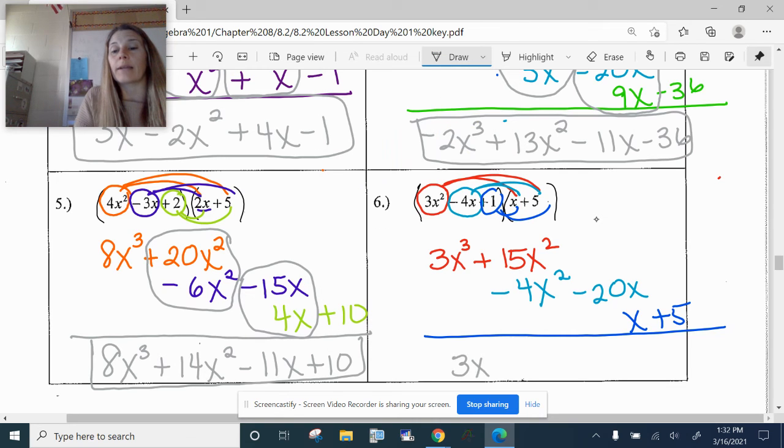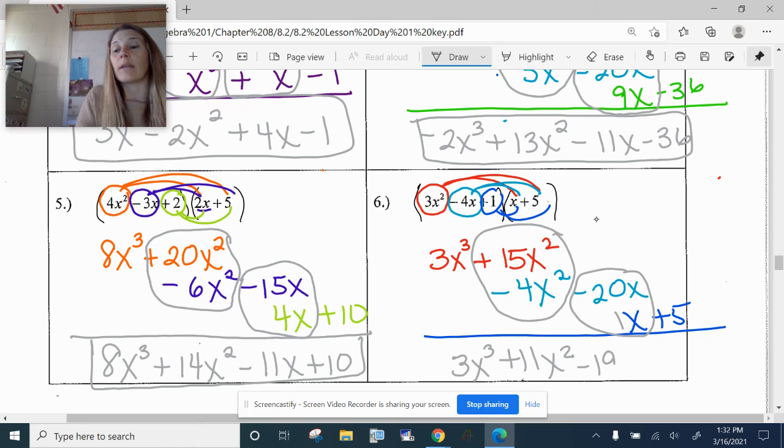So we have 3x cubed. Then we combine these two like terms here, giving us 11x squared. Negative 20 and a 1x is negative 19x, and then the plus 5.